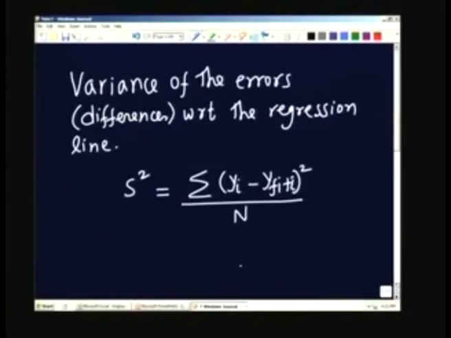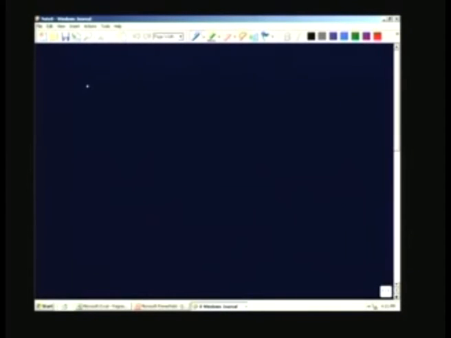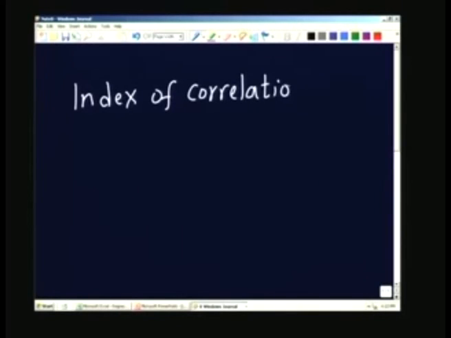So, how to mathematically put that? Let us define what I call the index of correlation, which is a mathematical expression. I will say this is the index of correlation. Instead of calling it the coefficient of correlation, I am going to call it an index of correlation. I can use the same symbol as I used earlier, either R or rho.